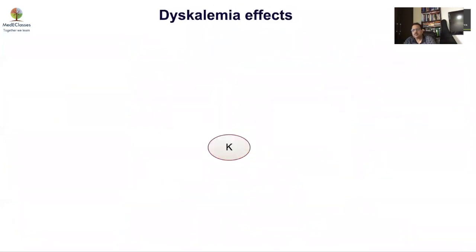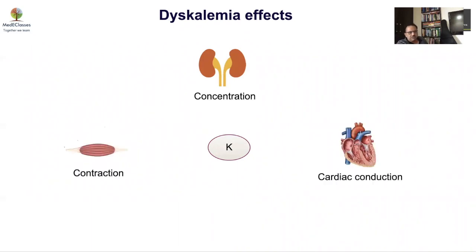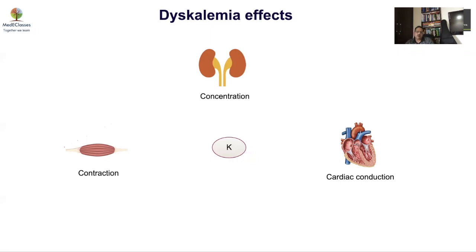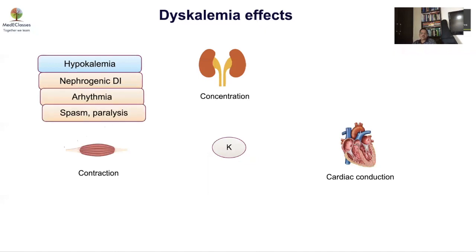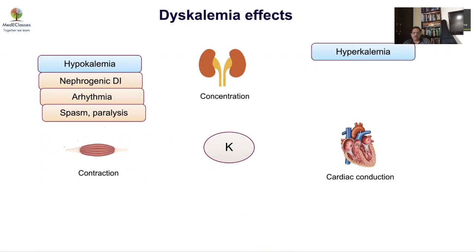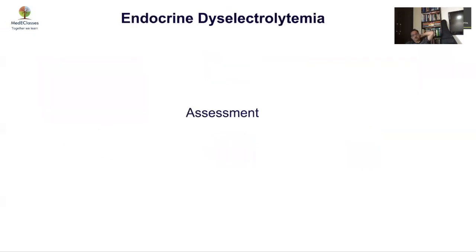What about potassium? Potassium plays very important roles in concentration of the urine, cardiac conduction, and contraction of muscles. So hypokalemia is associated with nephrogenic DI causing polyuria, contraction abnormality, and cardiac abnormalities. With hypokalemia, think of nephrogenic DI, arrhythmia, and spasm and paralysis. Hyperkalemia will cause cardiac abnormality and abnormal contraction. It will cause arrhythmia, asystole, and paralysis. So these are the conditions when we have to think about these situations.